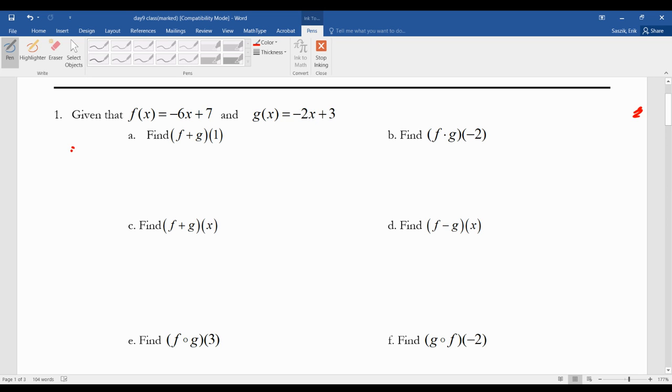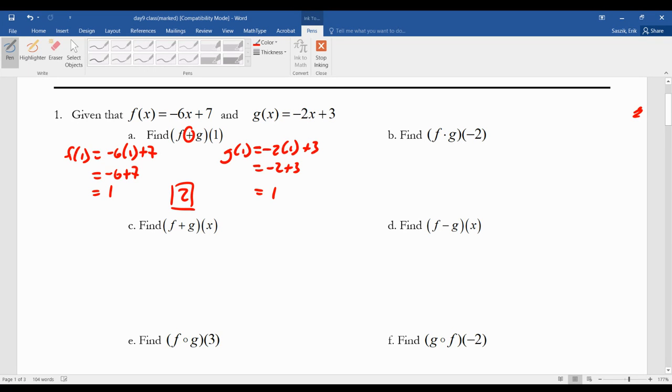So here I'm going to find f of 1, negative 6 times 1 plus 7, negative 6 plus 7, which of course is 1. I'm going to find g of 1, negative 2 plus 3, which of course is 1. I am asked to add those things together. 1 plus 1 gives me a final answer of 2. So again, don't do too much at once. Just find the two different things and then do the operation that it says in between at the end.